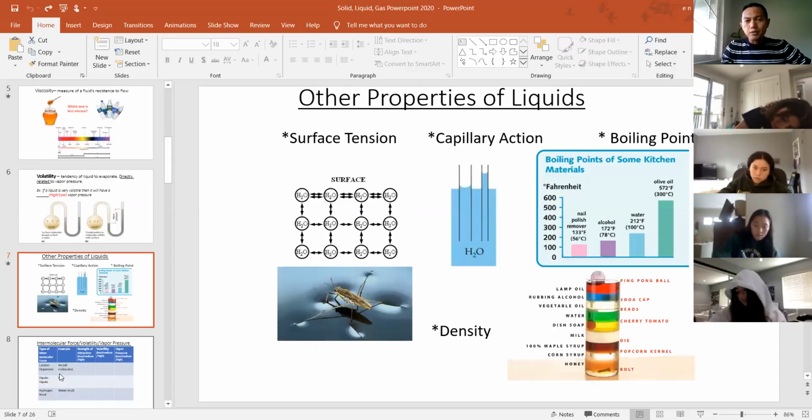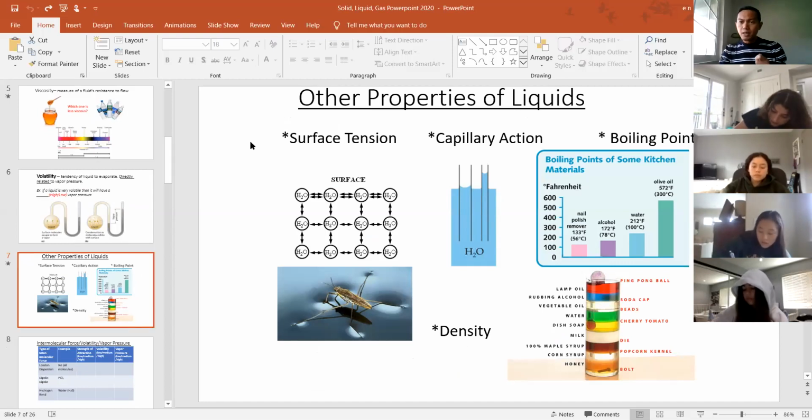There were other properties last week that we addressed. The example we used for this was water. Water has high surface tension because it has hydrogen bonds.